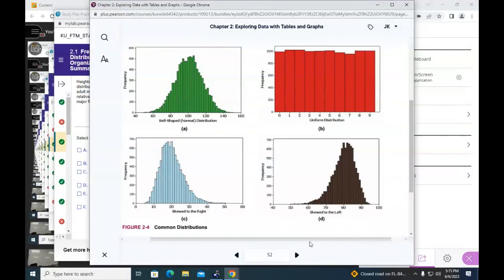But anyway, this is fairly bell-shaped. You see the curve? This one is called uniform because it's essentially flat. There's a little bit of variation, but they're all equally likely. The frequencies are all the same. This one has a bell shape, but it's skewed to the right. You see it's a bigger tail on the right, so we call it skewed right. This one has a tail on the left, so it's skewed left.